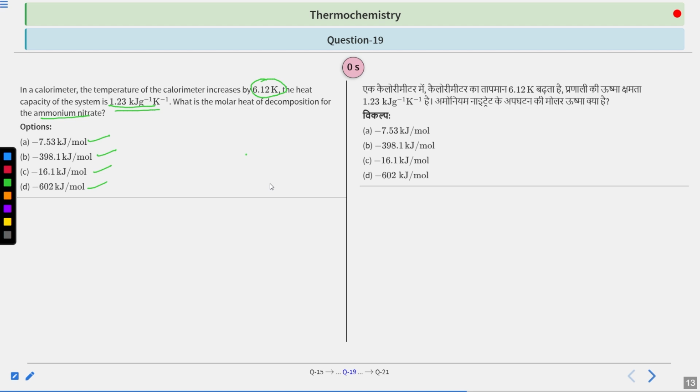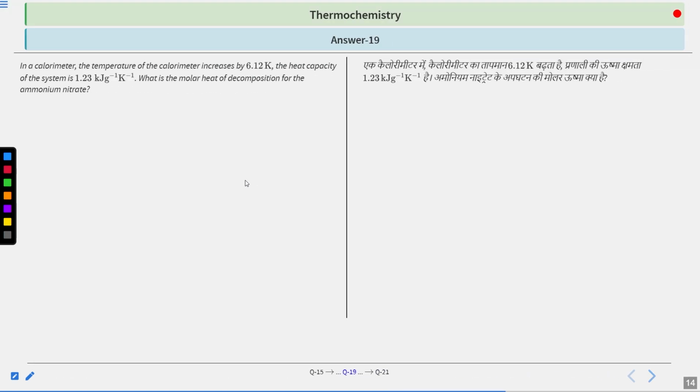Let us see how we can solve it. So your temperature difference was given and your heat capacity of the system was given. You have to find the molar heat for decomposition of ammonium nitrate. Okay, means what is the amount of heat that is released per mole. For those who have solved, the correct answer is D.